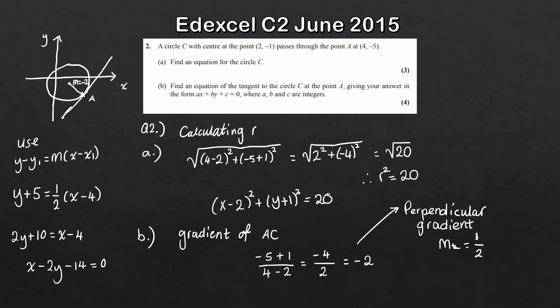And there we have it. So that's our equation of the tangent there to the circle C at the point A.